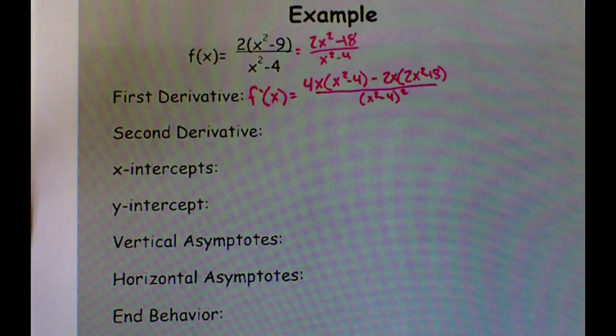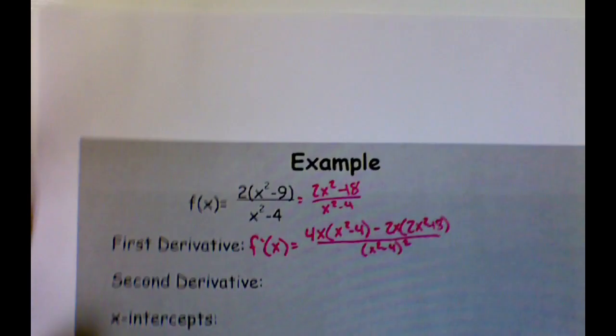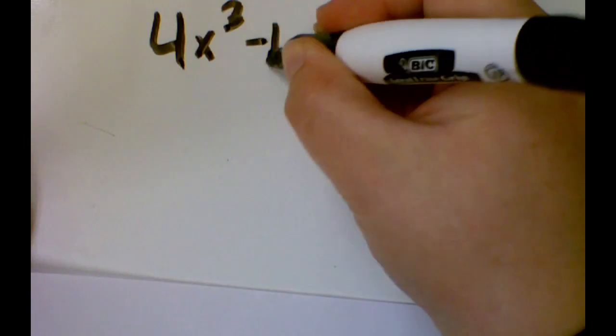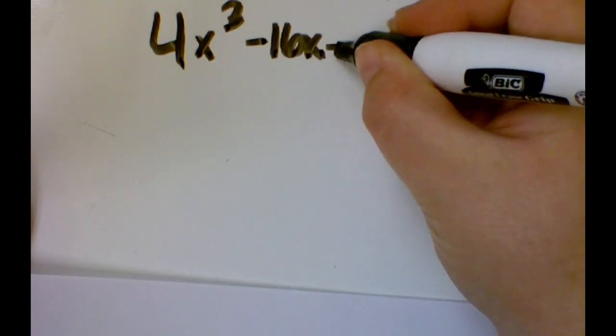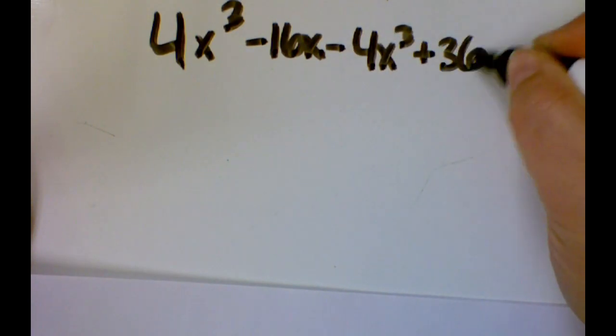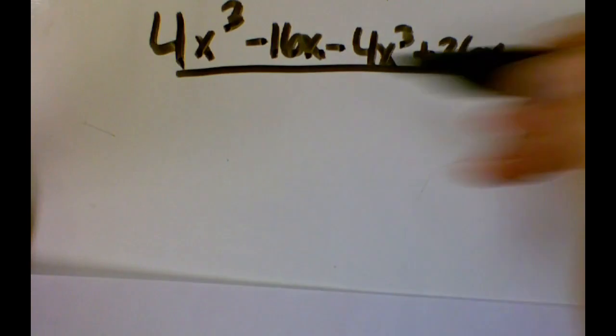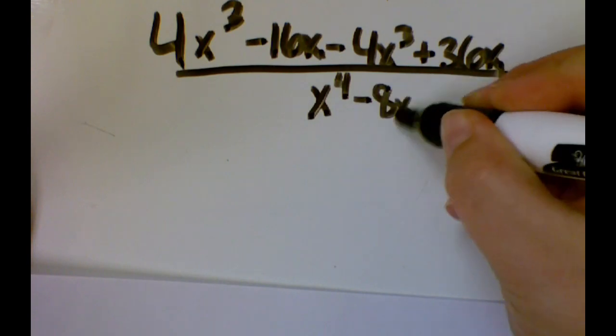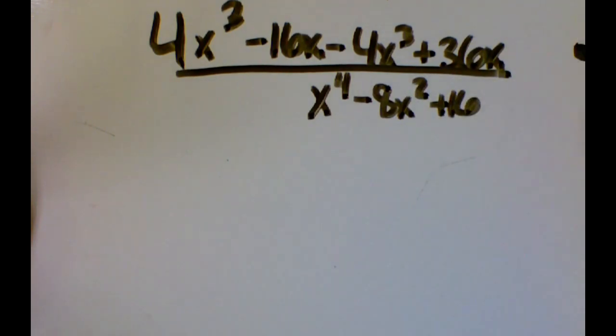And now in comes a little bit of work. I'm actually going to simplify that derivative on my whiteboard back here. I'm going to start by distributing the 4x that I had, making it 4x to the third power minus 16x, and then distribute this minus 2x, so I have minus 4x cubed plus 36x. And I like to multiply out my denominator, so that's x to the fourth minus 8x squared plus 16.